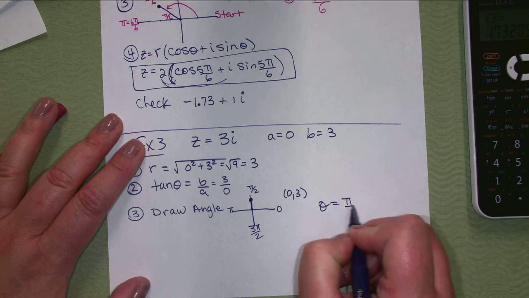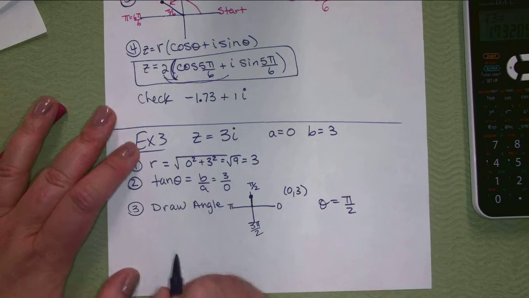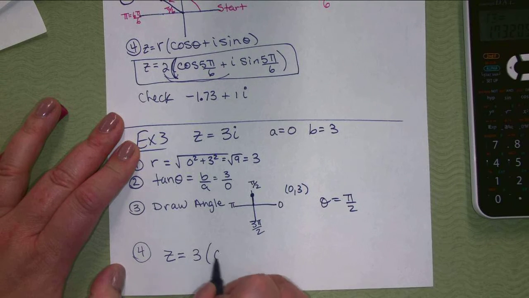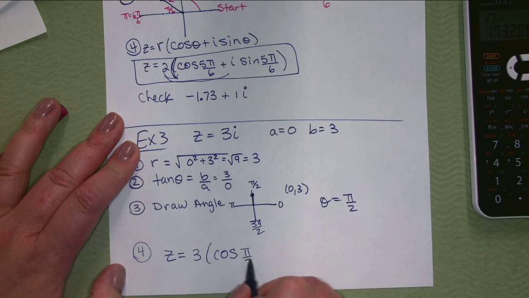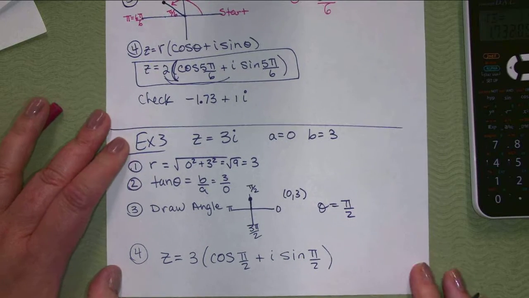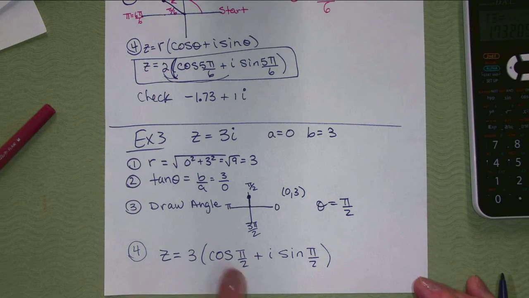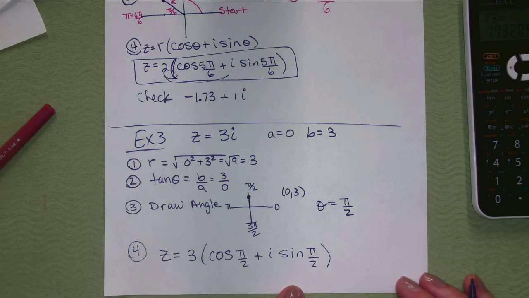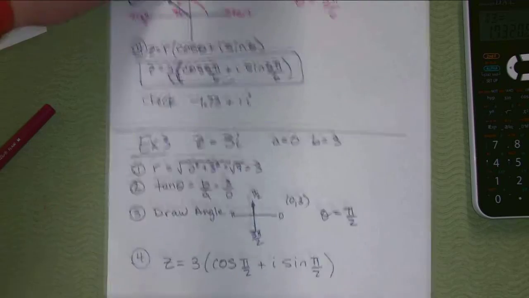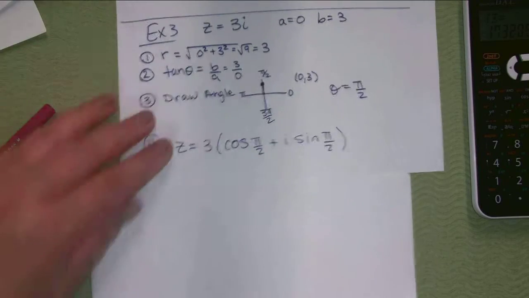So our polar form is r cos pi over 2 plus i sine pi over 2. Cos of pi over 2 is 0, sine of pi over 2 is 1, so we'll have 3 times i, 3i. But don't write that, because that's a check. So that being said, what if we had a question that looked like this?